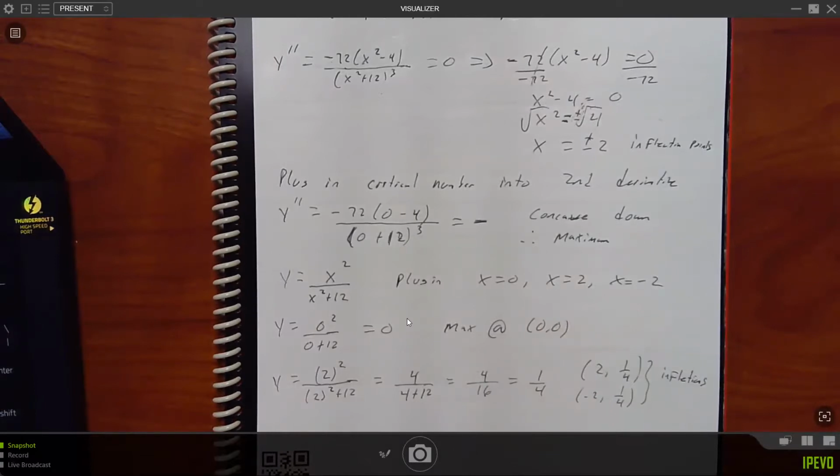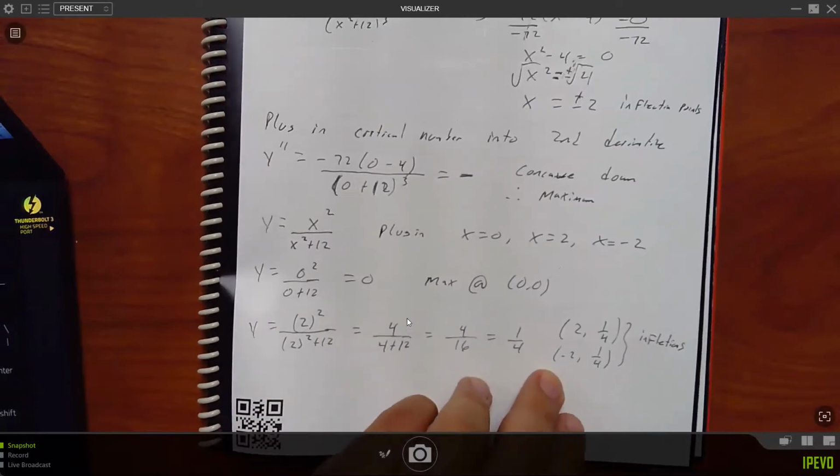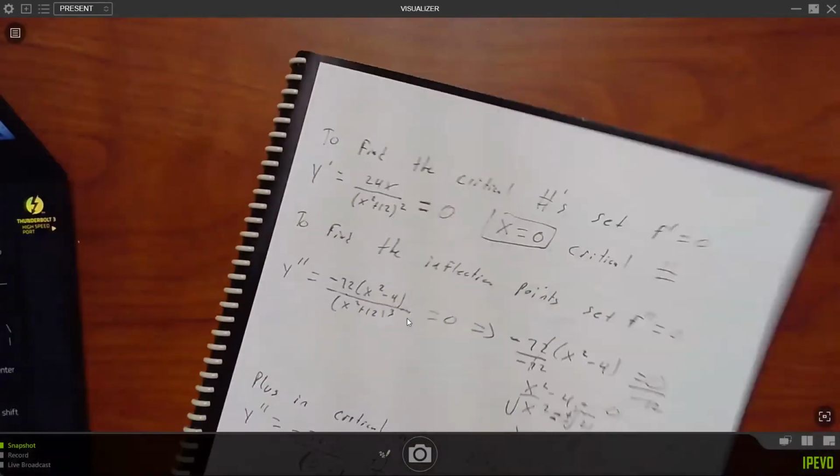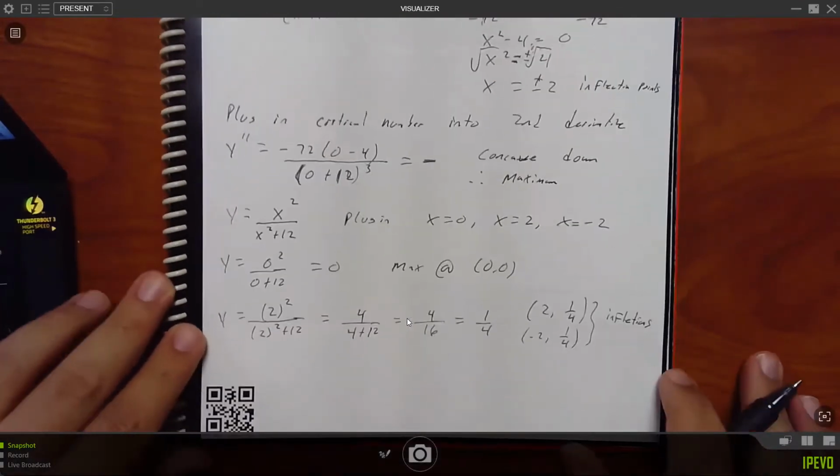Okay, now we can do the sketch. We got everything we need, except the asymptote. You guys remember how to find asymptotes from college algebra? Also, before we move on, are there any questions on what we did here?